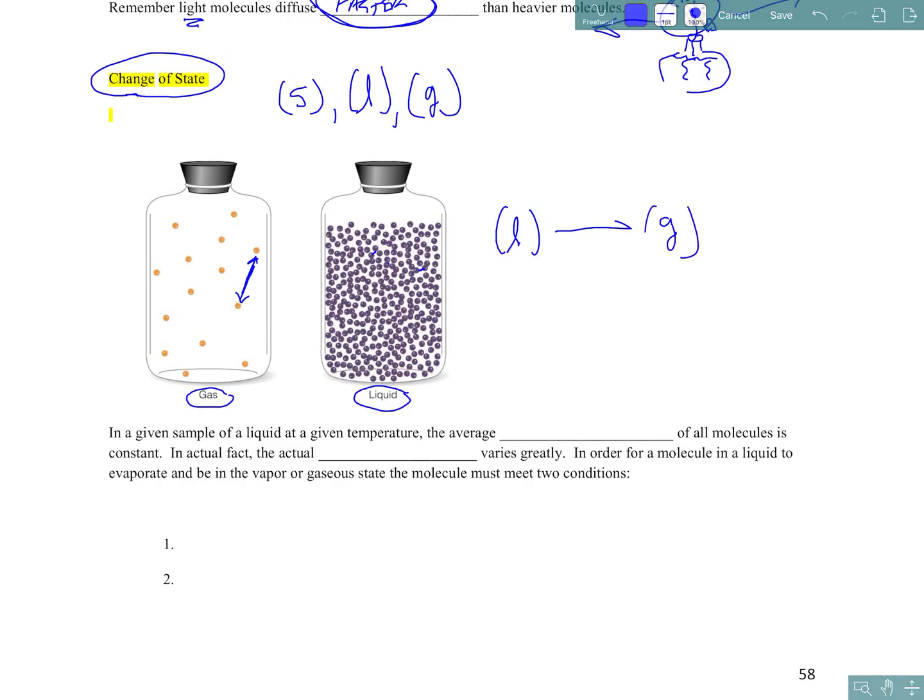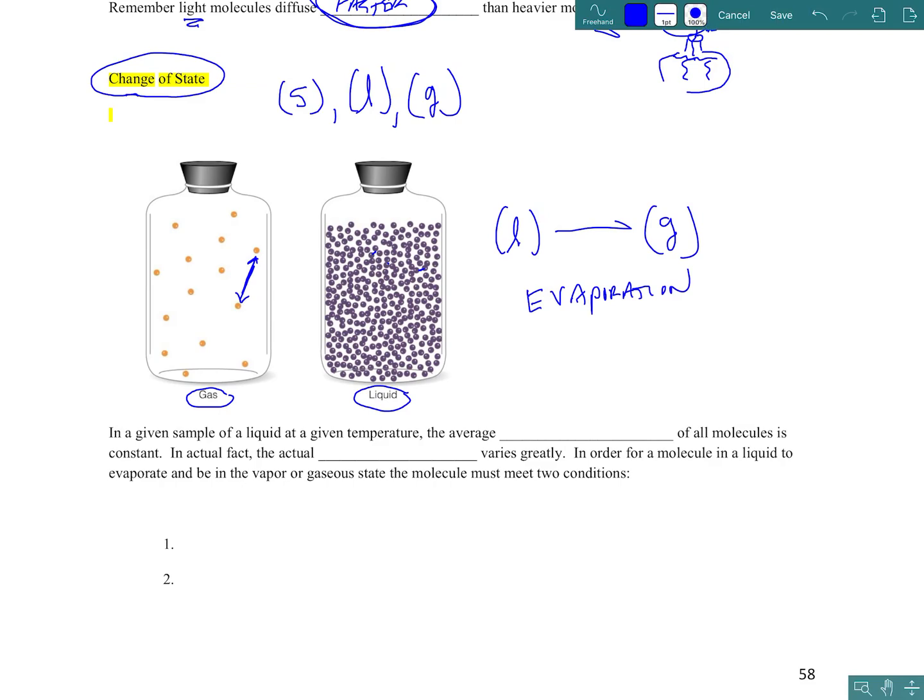Well, the discussion today is going to focus around the change of state from the liquid phase to the gaseous phase. This is called evaporation. So how does a liquid phase transform itself into a gaseous phase? How do these particles essentially get farther away from each other? That's our topic of discussion today.